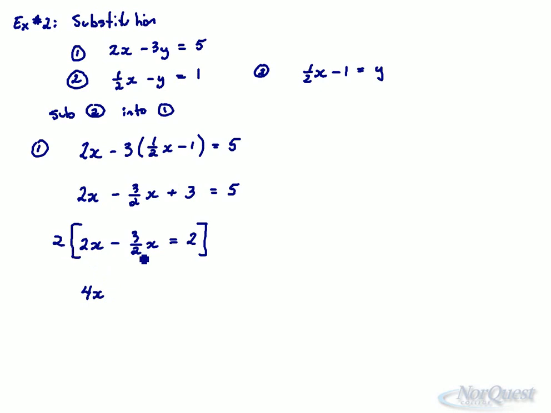Again, I'm not going to show this step in between now. 2 times 3 is going to give me 6. Divided by 2 will be minus 3x. And 2 times 2 equals 4.